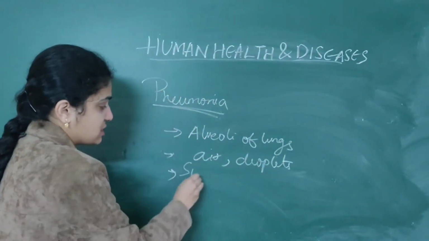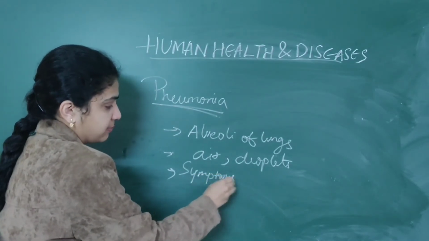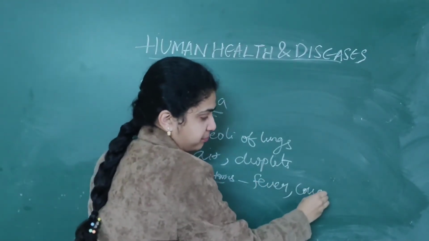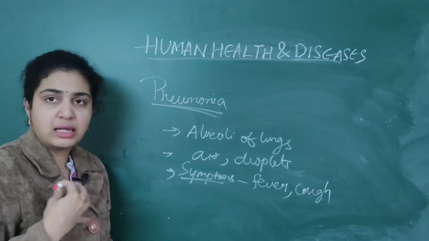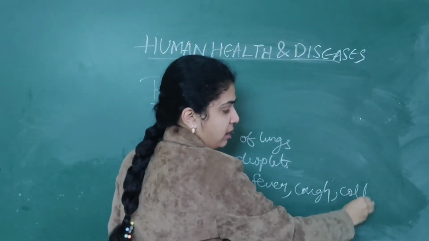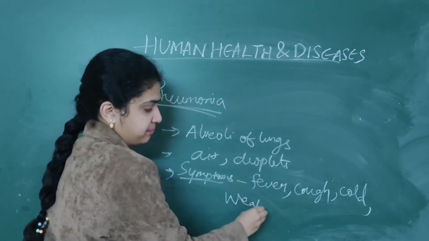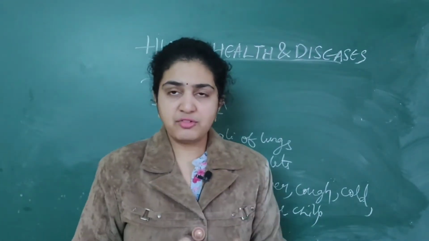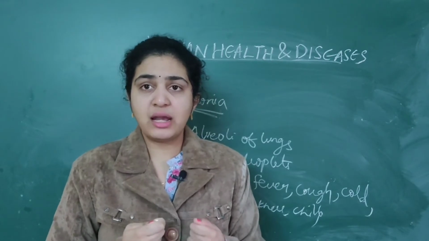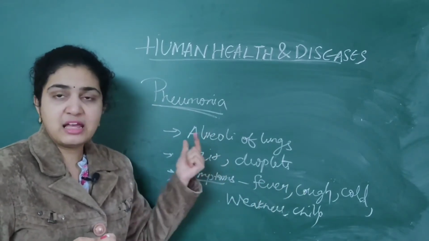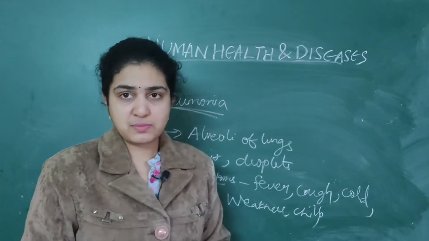What are the symptoms associated with pneumonia? You will see high fever, then cough. Anything related to the lungs, first you will get cough and cold. So fever, cough, cold, weakness and chills. Chills means you will feel very cold and your body will be shivering. So fever, cough, cold, weakness, chills. It mainly affects the alveoli of the lungs, not the respiratory passage.